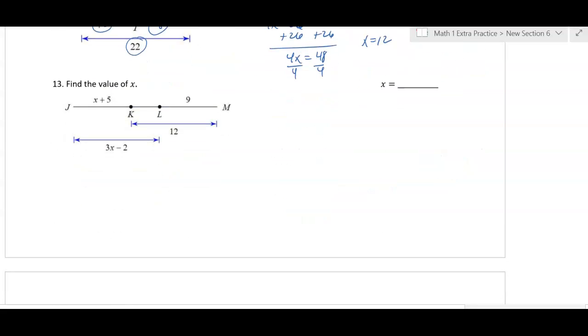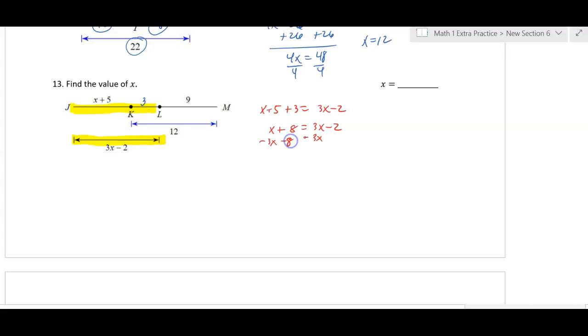Okay, number 13. It's kind of a tough problem, but always fill in what you know. Right away, I know I can find KL because 12 minus 9 would give me 3. So right away, I know the length of this segment is basically this. So what could I use? I could use the fact that x plus 5 plus 3 adds up to 3x minus 2. So x plus 8 equals 3x minus 2.